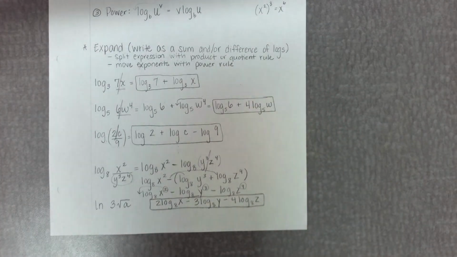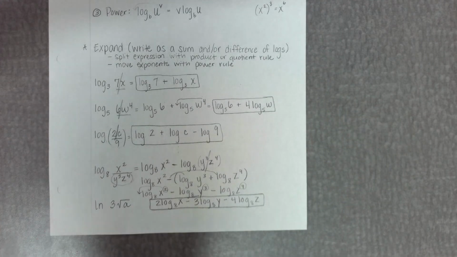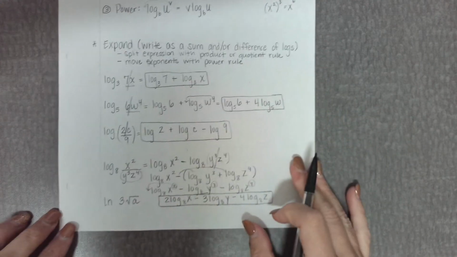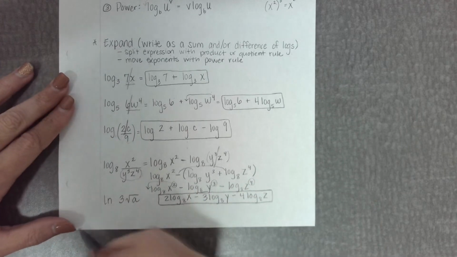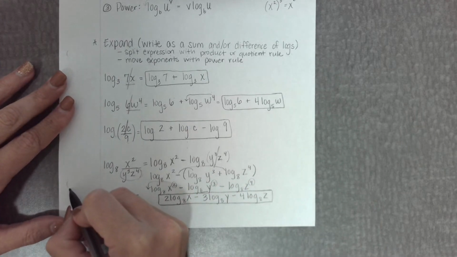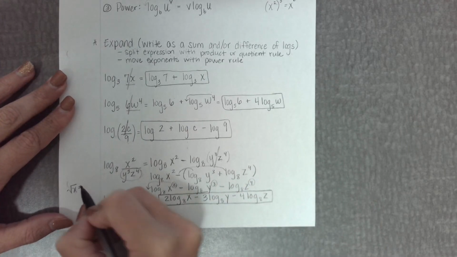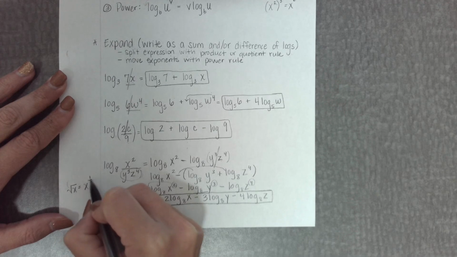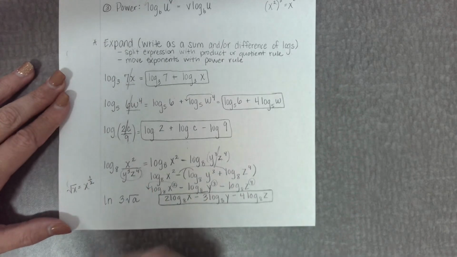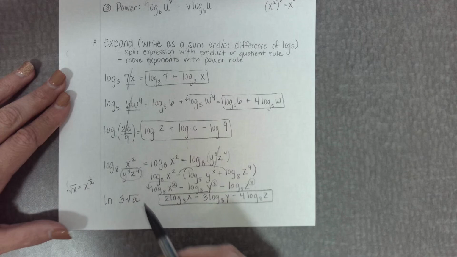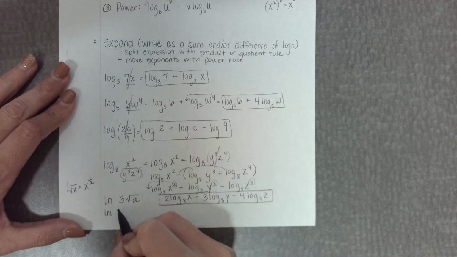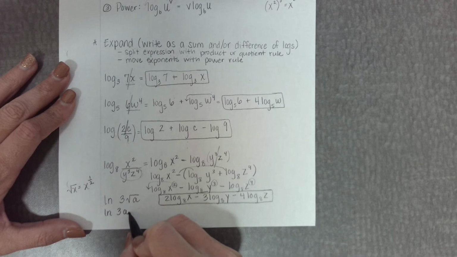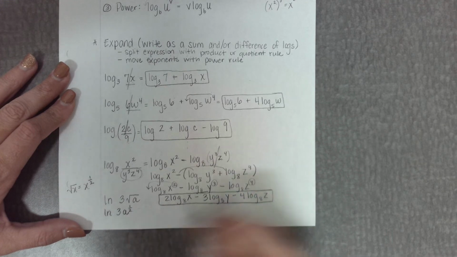Okay. Now, for this next example, it's the first time we've seen a square root in a problem. One thing you need to remember is that the square root of x is the same thing as x to the 1/2 power. You need to know that for these log problems. So another way to write this log is natural log of 3 times a to the 1/2 power.